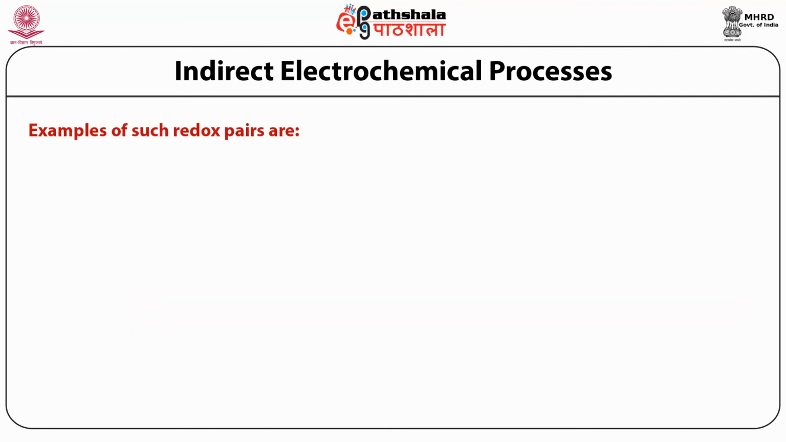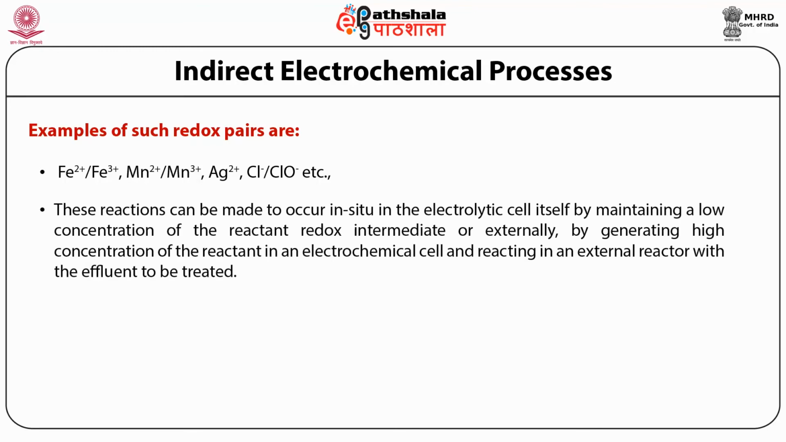Examples of such redox pairs are iron, ferrous to ferric ions, manganese or magnetic ion, silver ion, chloride to hypochlorite ion, etc. These reactions can be made to occur in situ in the electrolytic cell itself by maintaining a low concentration of the reactant redox intermediate, or externally by generating high concentration of the reactant in an electrochemical cell and reacting in an external reactor with the effluent to be treated.